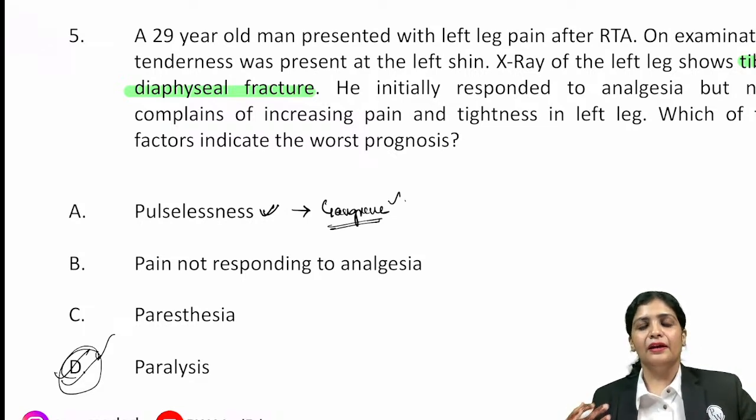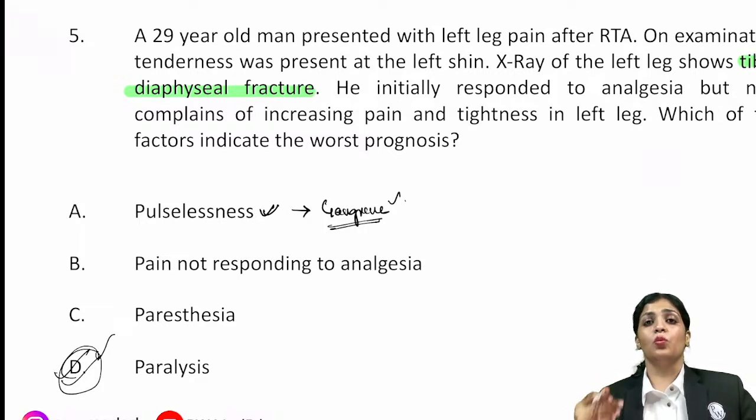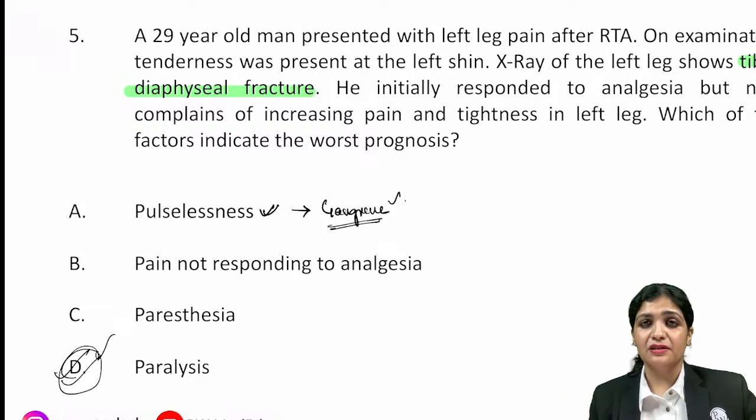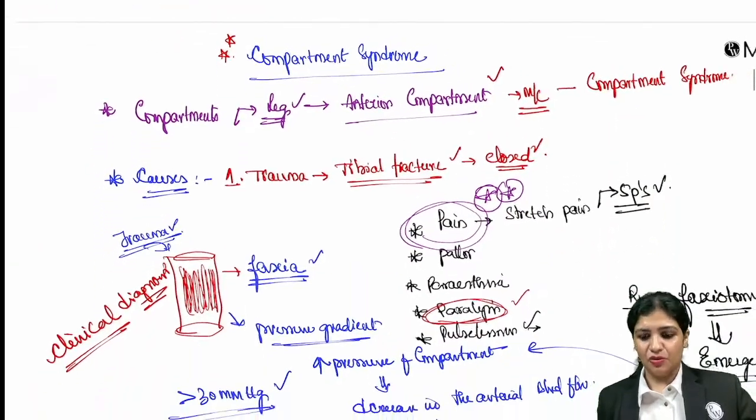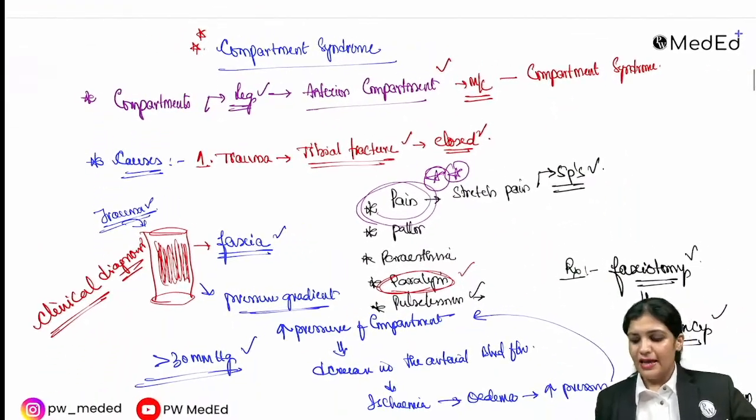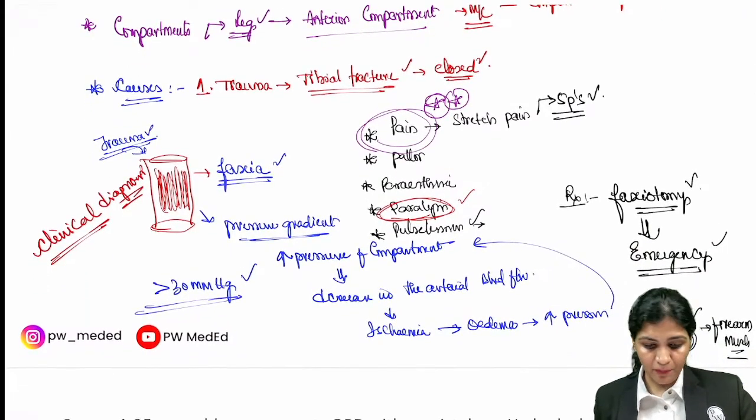And sometimes the pulselessness is the late presentation, and you should not wait till the pulses are absent. You have to immediately respond, and clinically you have to diagnose and take the patient to the fasciotomy for relieving all these classical signs and symptoms, right? So that is about your compartment syndrome.